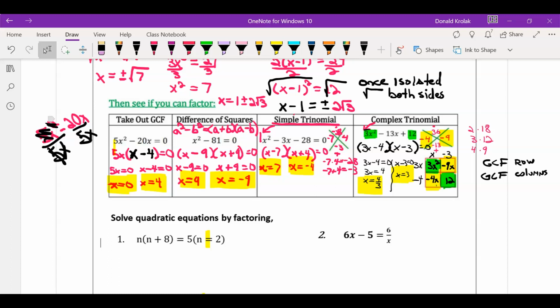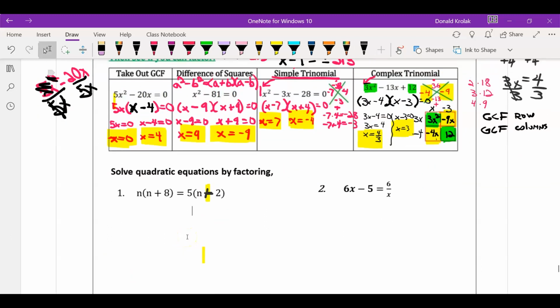Oh, so I got 3x minus 4 equals 0. So I add 4 to both sides, and I get 3x equals 4. And then divide by 3, and x equals 4/3. Okay, all right, so this guy's a plus.